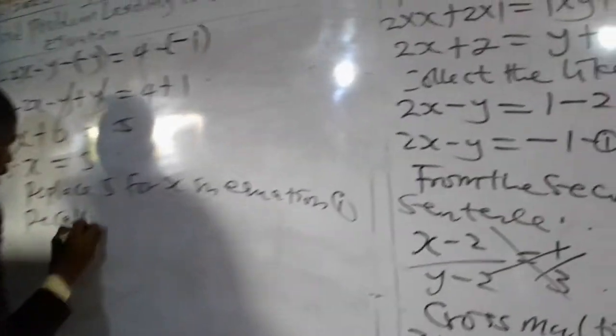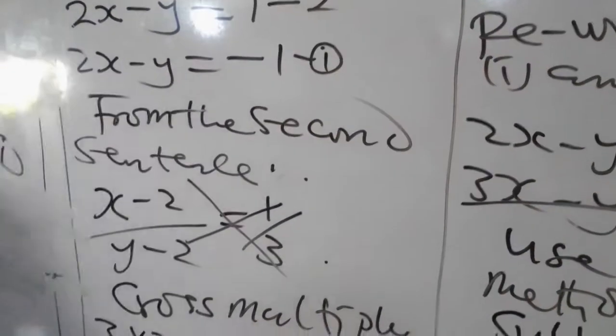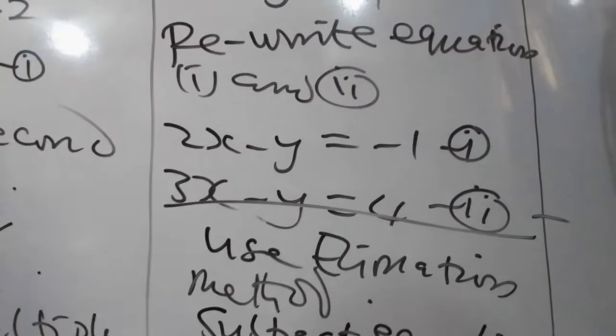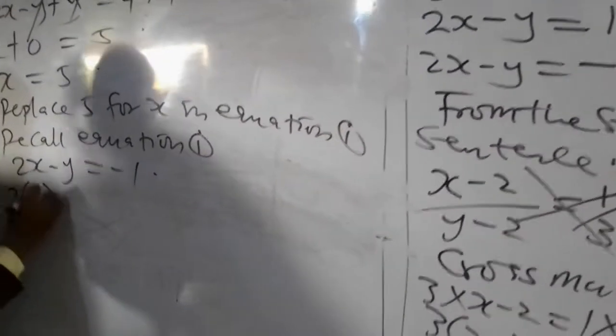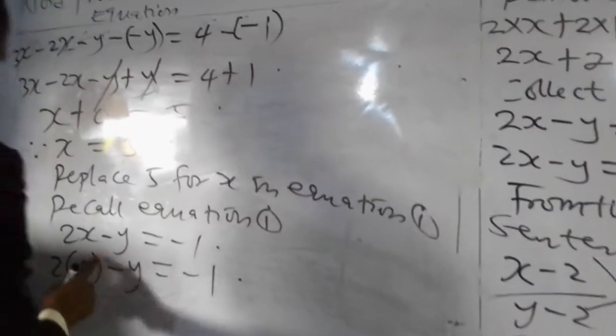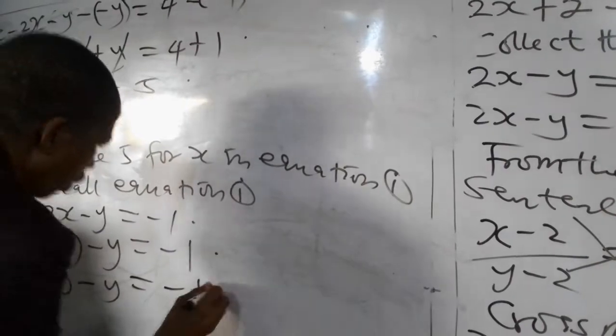Let us recall our equation 1. Our equation 1 is 2x minus y equals minus 1. Anywhere we see x, we call it 5. That is 2 into bracket 5 minus y is equal to minus 1. 2 times 5, that is 10, minus y is equal to minus 1.